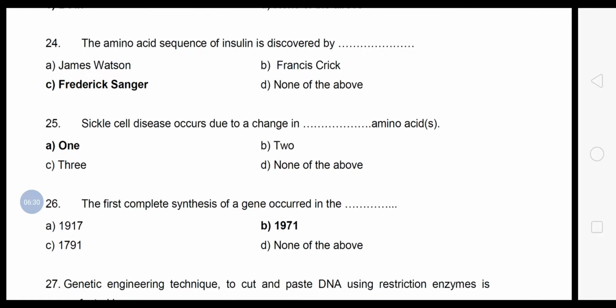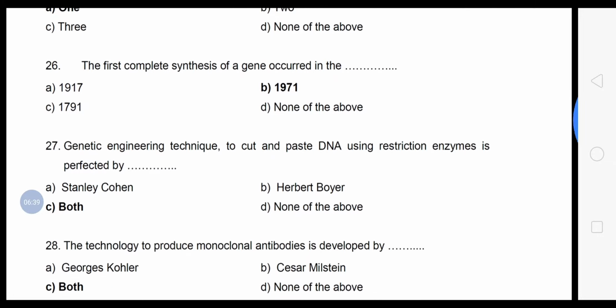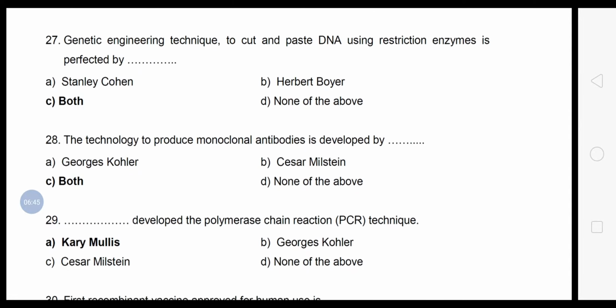Sickle cell disease occurs due to change in a single amino acid, glutamic acid replaced by valine. Okay. The first complete synthesis of a gene occurred in the year 1971. Genetic engineering technique to cut and paste DNA using restriction enzyme is perfected by Stanley Cohen and Herbert Boyer.